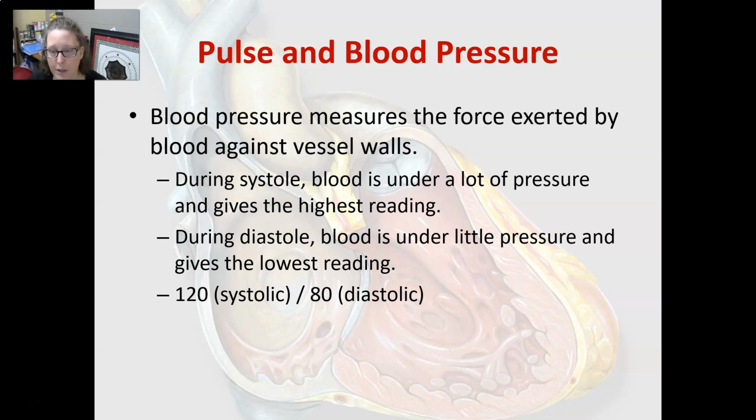So blood pressure measures the force that is exerted by blood against vessel walls, but more specifically, we're always referring to this as actually arterial pressure, because the pressure is too low in the venous system to measure. Systole is the contraction of the heart. The blood is under a lot of pressure and gives the highest reading because the heart is pushing all that blood into the vessels, into the arteries. And diastole is the relaxation. The blood is under little pressure and gives the lowest reading. So a typical blood pressure that is normal would be 120/80. So 120 is the systolic pressure and 80 is the diastolic pressure.